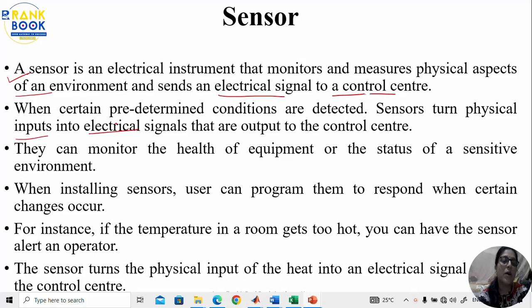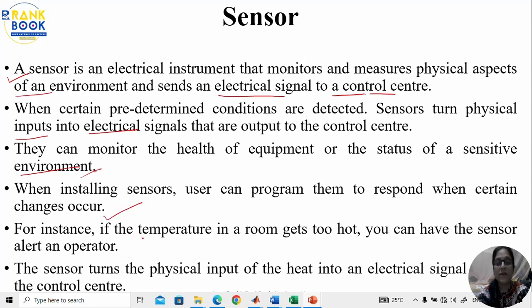That will be the output for the controlling unit, and that can monitor the health of the equipment or the status and sensitivity of the environment. So when installing sensors, the user can program them to respond when certain changes occur.